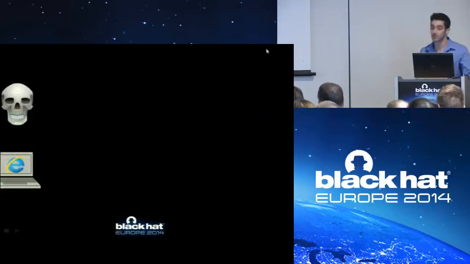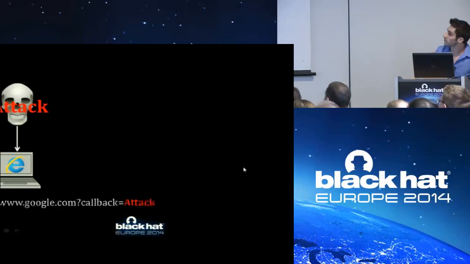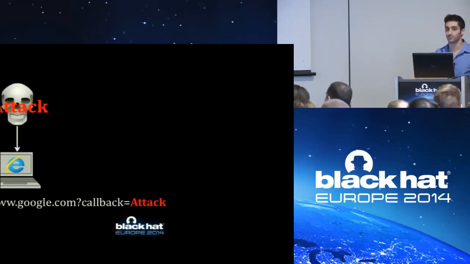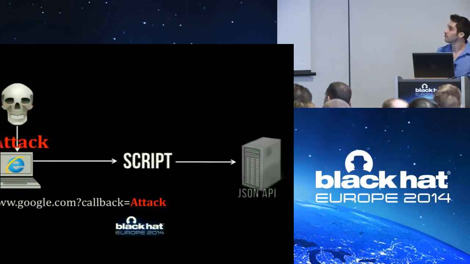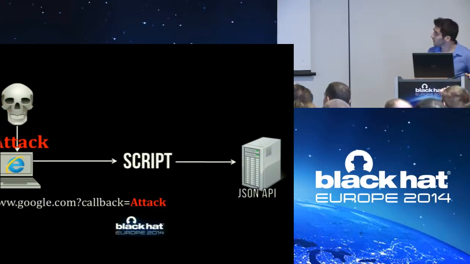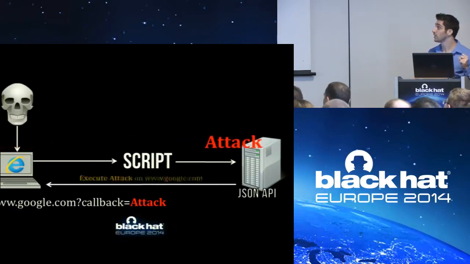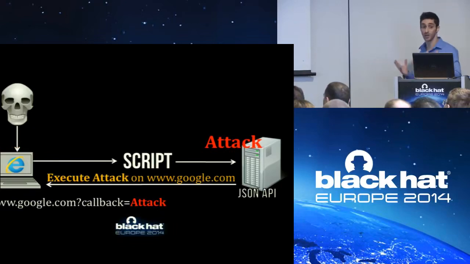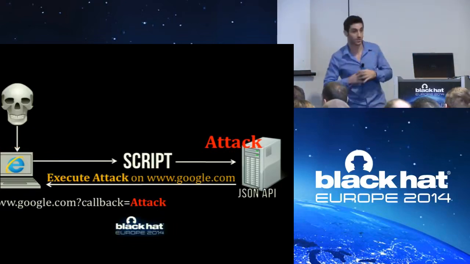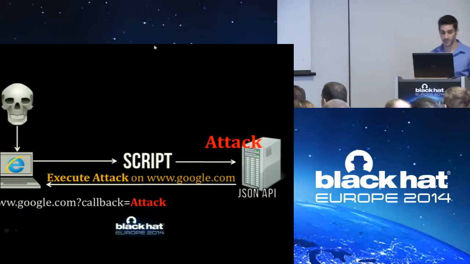So this is pretty much what happens. The attacker sends a link with a manipulated callback to the user. The user's browser will request data from a JSON-P API. In the example you've seen, it was Yahoo. The JSON-P API will know it needs to call back with that given manipulated callback value. And therefore, it will execute attack on google.com or any other vulnerable domain. So controlling the callback is a pretty serious thing.